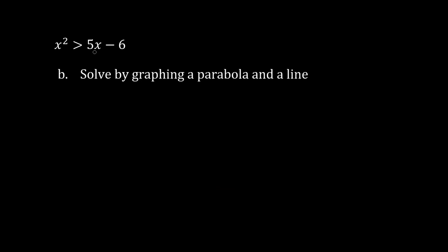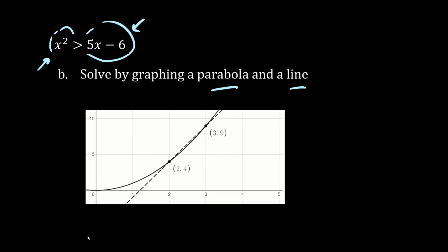Let's now solve x by graphing a parabola and a line. On the left-hand side of this inequality, we have a parabola, and on the right-hand side, we have a line. Using graphing software such as Desmos, we see that this here is the parabola, and this here is the line, and they intersect at (2, 4) and (3, 9).